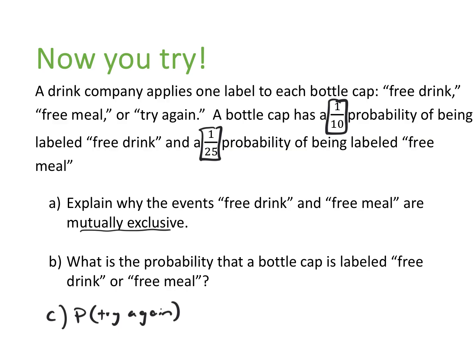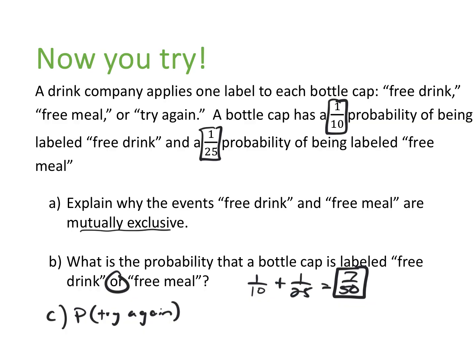The probability of setting up a free drink would be, looks like we had a 1 out of 10th probability of getting a free drink, and then the word or means I would add the other probability of a 1/25th chance of doing this. If you use your calculator, you will get a 7 out of 50th chance total of getting that free drink or a free meal.